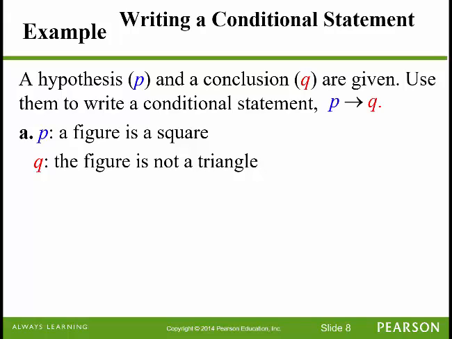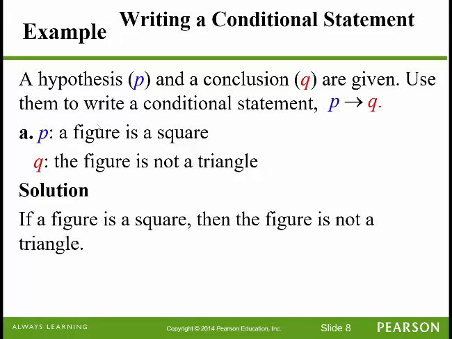All right, let's talk about writing a conditional statement. All right, a hypothesis P and a conclusion Q are given. Use them to write a conditional statement P implies Q. So a figure is a square is the hypothesis, and the conclusion is the figure is not a triangle. So if a figure is a square, then the figure is not a triangle.